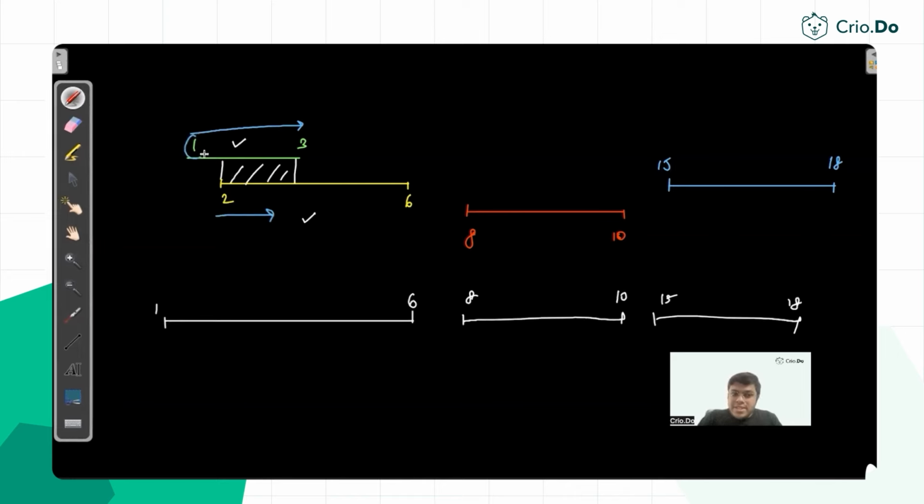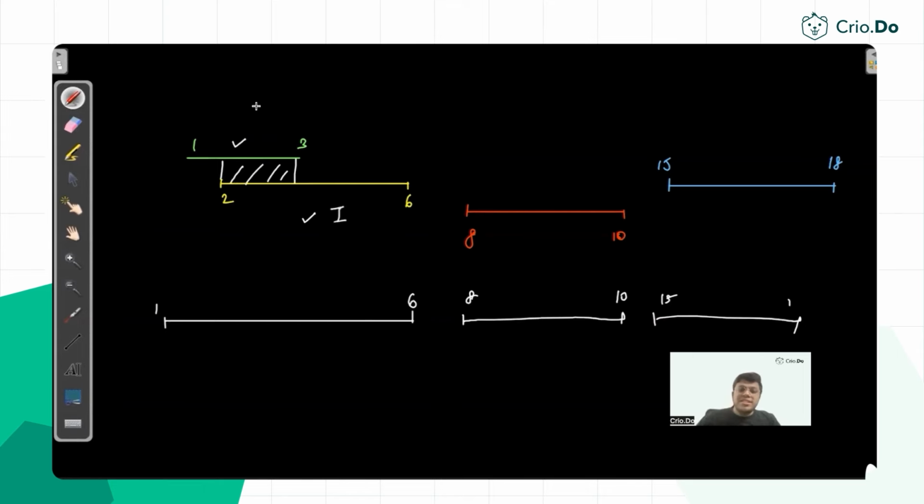Why? Because if it is starting earlier but ending later than the second interval's starting point, of course they have some overlapping portion, some portion which is common between both of them. And not necessarily that the first interval will be the one with the smaller starting point. It can be vice versa also. The order of the input is not given. We can have the intervals in the input in any order.